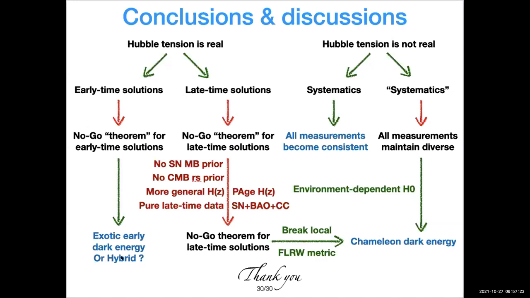But there's another possibility that if the Hubble tension is not real, then maybe this is caused by systematics and we get a happy ending if all the measurements become consistent. But there's another systematics, and I quote this systematics because maybe all the measurements measure the Hubble constant correctly, separately, but still they maintain divergent values. So this will force us into a situation that maybe the Hubble constant is actually an environment dependent Hubble constant. So in this talk, I highlight our work to break the local FRW metric to construct a chameleon dark energy model. And it's also possible to break another cosmic principle, for example, isotropy. So there's a second possibility in here.